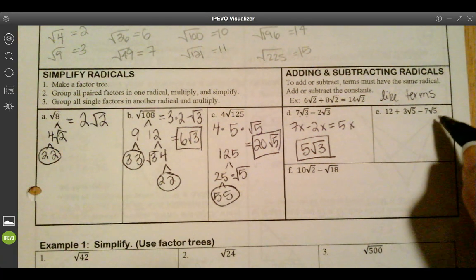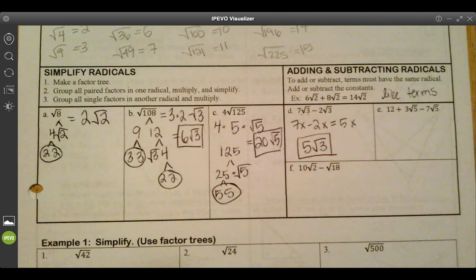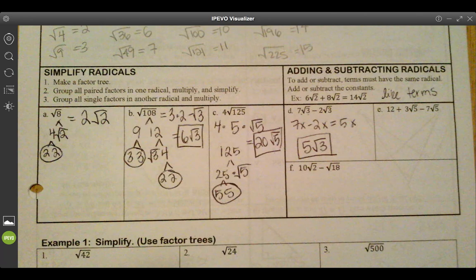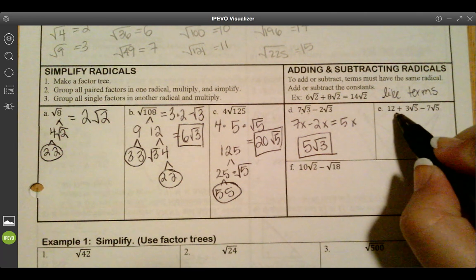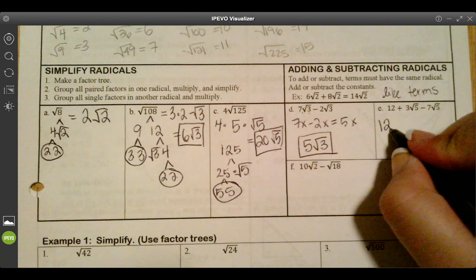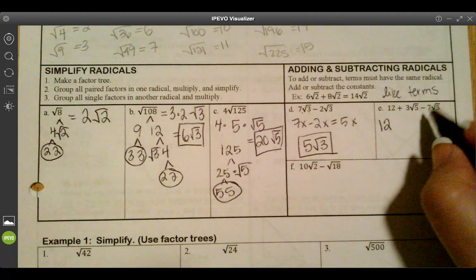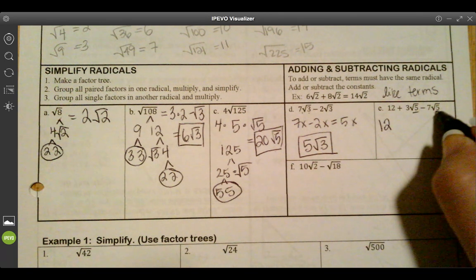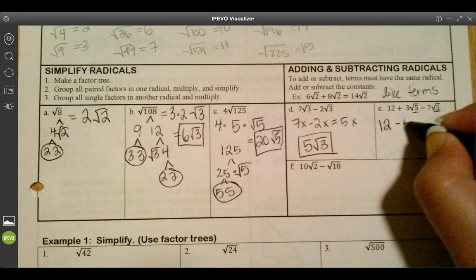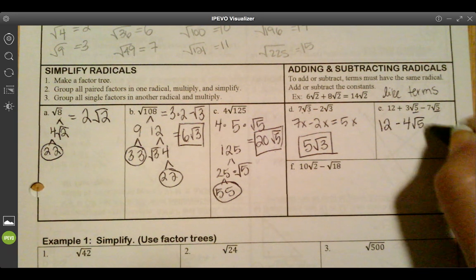If the radicals don't match, if the radicals are not identical, so let's say this is square root of 5 and square root of 3, we can't combine them. If there's no square root with square roots, we can't combine them. So 12 stays by itself, nothing to combine it with. But 3 and 7 both have this square root of 5. Those are like. 3 minus 7 is negative 4 times the square root of 5.